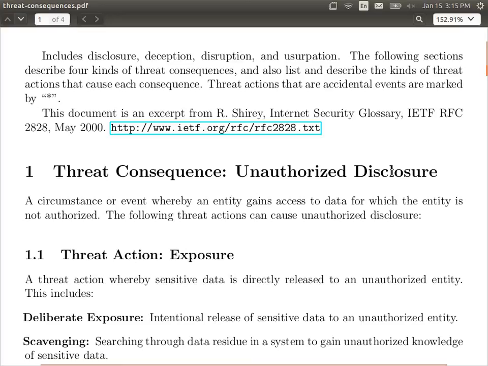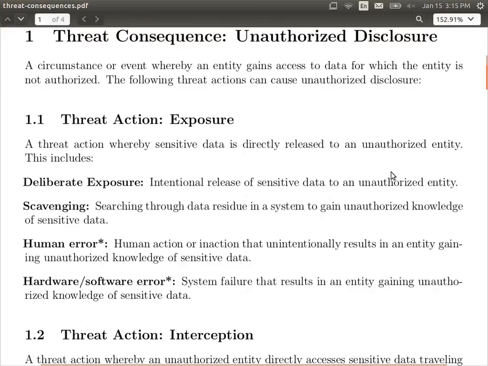And it gives names to the different types of threat actions or attacks. Exposure. So it classifies as exposure. For example, deliberate exposure is when someone has access to sensitive, confidential information, a file of the financial information for all of SIT, and they deliberately release that to someone who's not authorized to access it. The consequence is that we've disclosed confidential information. That's what goes wrong. And the threat action is called deliberate exposure.